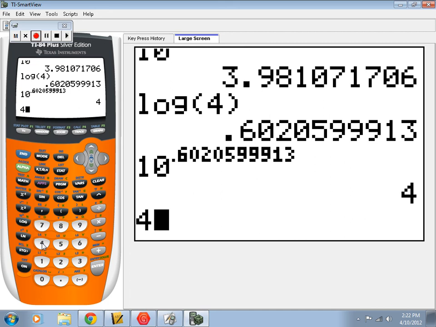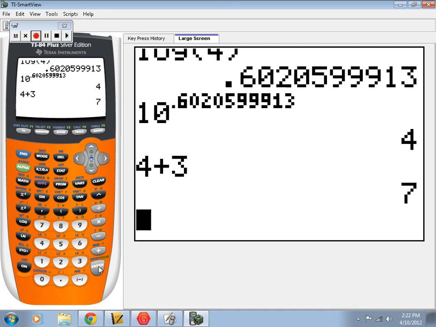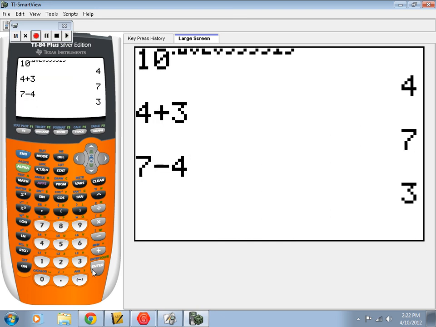So how do you copy and paste? If I do 4 plus 3, and I want to do 7 minus 4, I can just go up and grab it, press enter, and then minus 4. Or if you want to add, like 3 plus 2, just push plus.